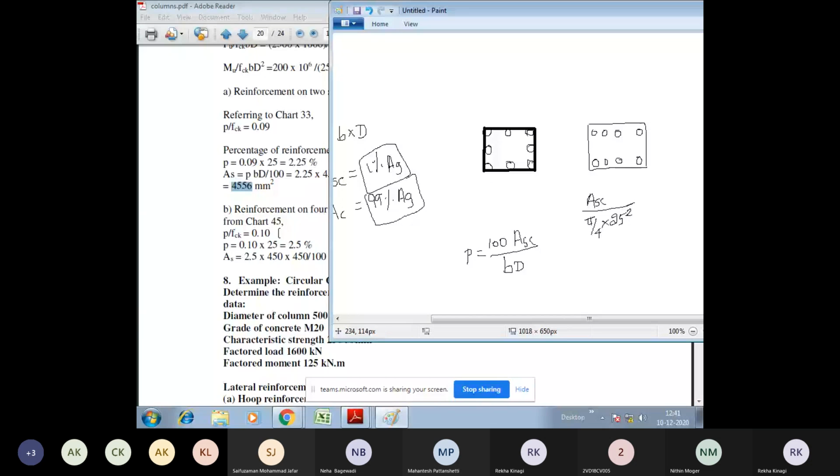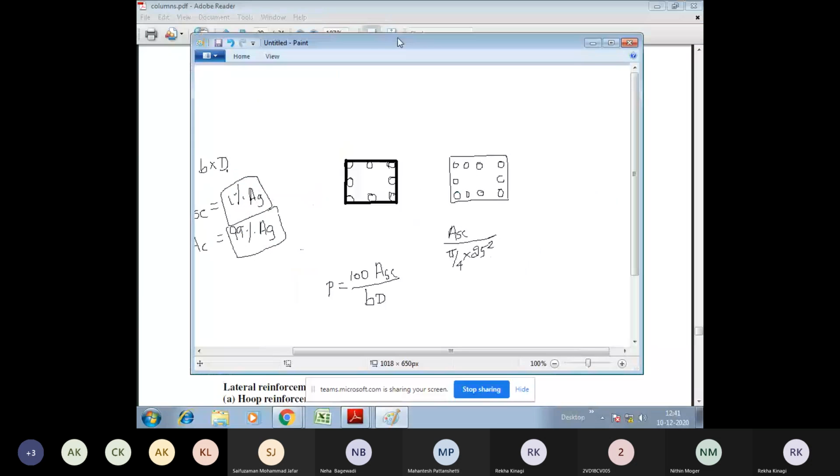And then coming on to four sides. If it is on four sides, we can provide two more bars here, and we can usually calculate ASC divided by pi by 4 into d square. This is how we need to calculate the number of bars required for the reinforcement.